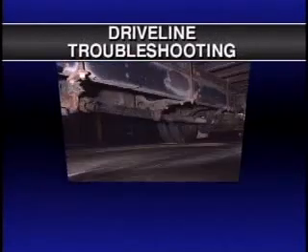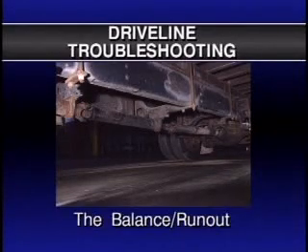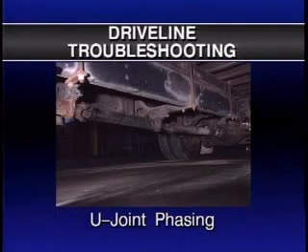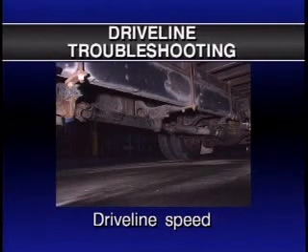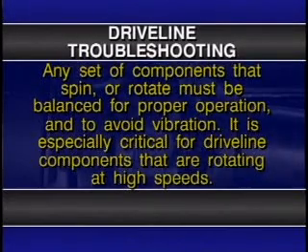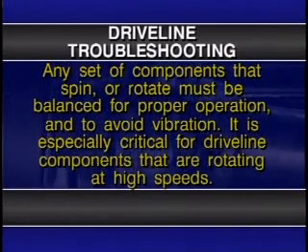There are 5 major areas of the driveline to check for a potential cause of vibration: the balance and/or runout, worn or damaged driveline components, U-joint phasing, driveline angularity, and driveline speed. As you know, any set of components that spin or rotate must be balanced for proper operation and to avoid vibration. It's especially critical for driveline components that are rotating at high speeds.